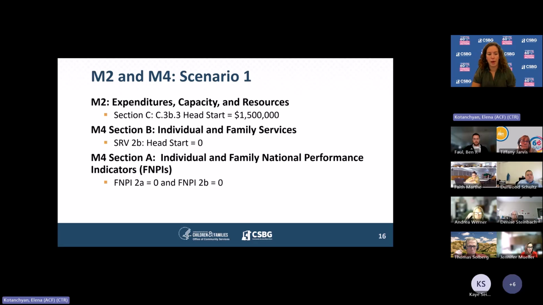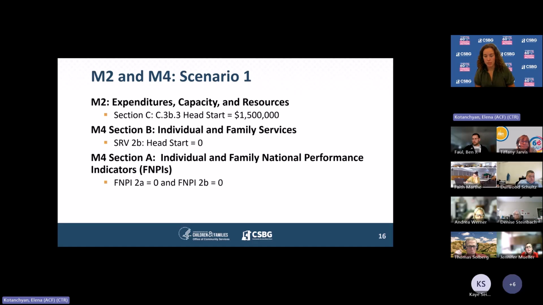And once we move to Module 4, Section A, the outcomes FNPI 2A and FNPI 2B are outcomes specific to children 0 to 5. So those are Head Start kiddos, right? And we can see that they're both 0. So it seems like there were no participants or no kiddos who were working towards certain outcomes. There were no outcomes achieved.